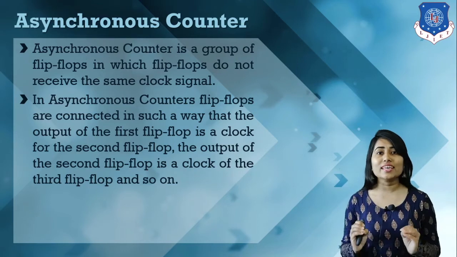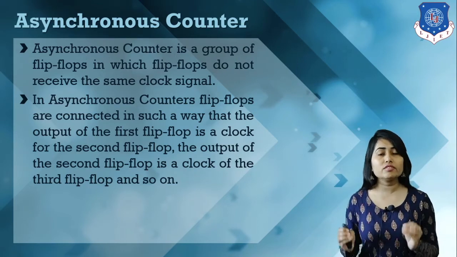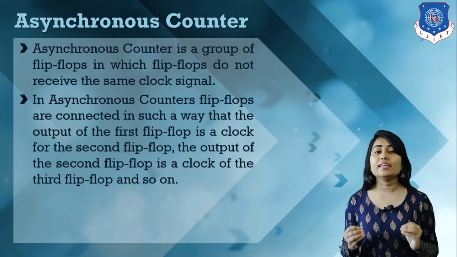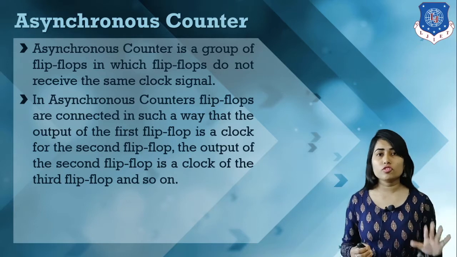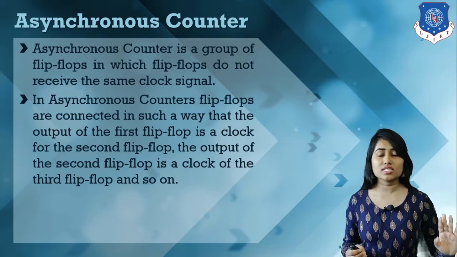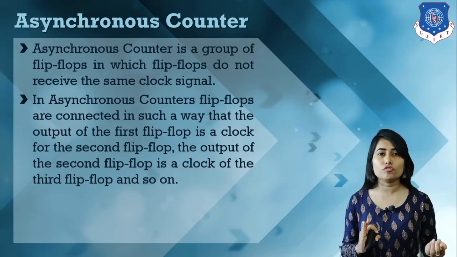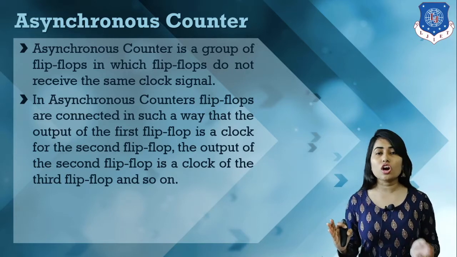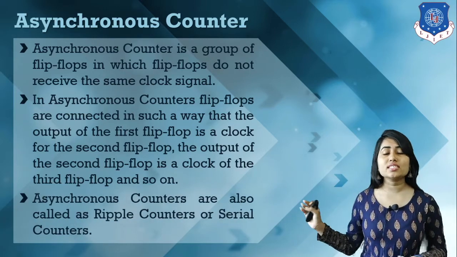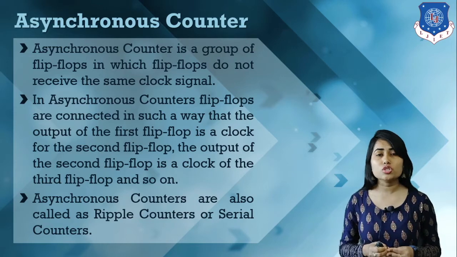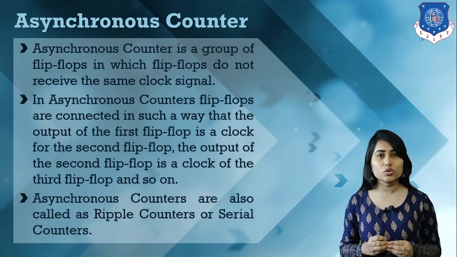Okay, so in an asynchronous counter, all flip-flops do not have the same clock signal. Here we apply a clock signal such that the first flip-flop has the external clock signal, and then the second flip-flop has the output of the first flip-flop as its clock signal, the third has the output of the second flip-flop as its clock, and so on. That's why this asynchronous counter is also known as a serial counter. Okay, so this is the asynchronous counter.